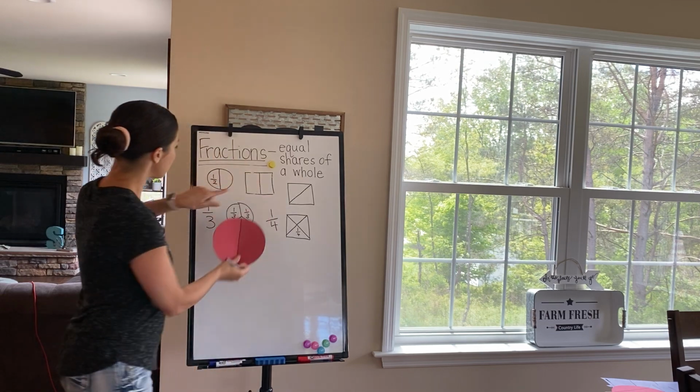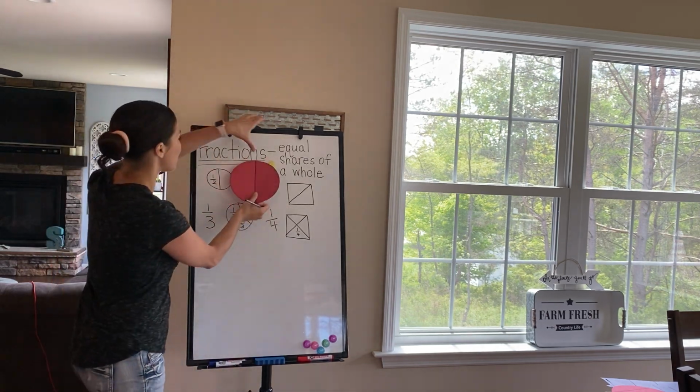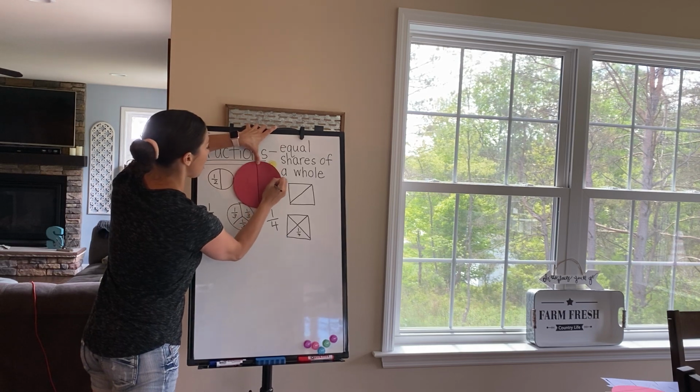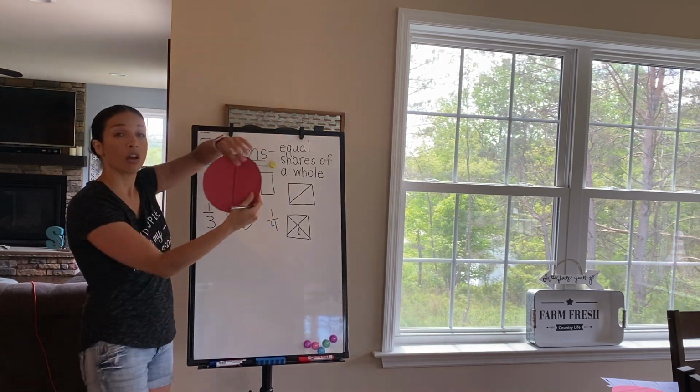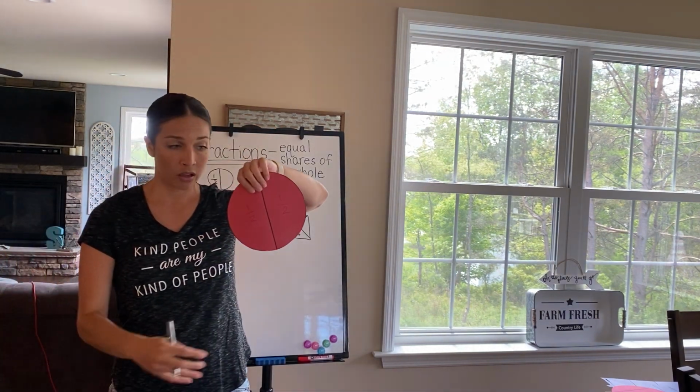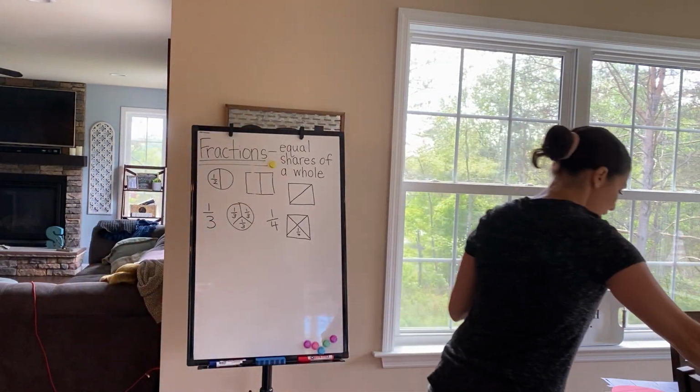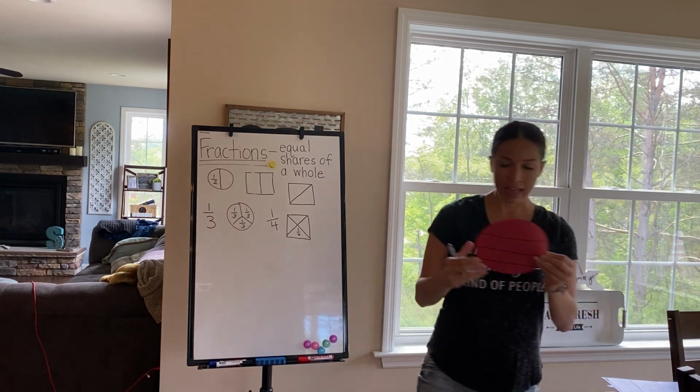Since there's two pieces, and look, I even have that up here already as a little hint. These would be called 1/2, otherwise known as 1/2. Okay, these would be called halves. All right, good job. All right, this is my last circle.